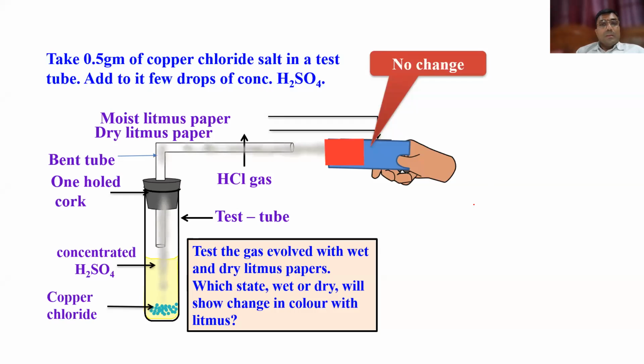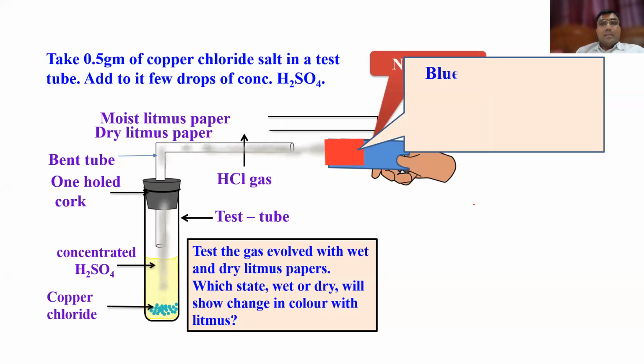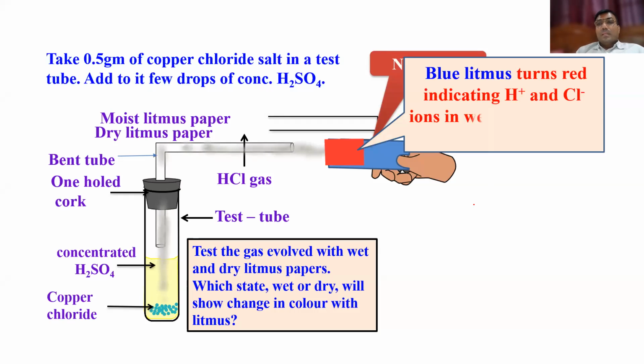Now, hope you understood this. Okay, so these are wonderful experiments to understand the ionization of HCl. Dry HCl will not show acidity. When the dry HCl is subjected to moist conditions, it is going to turn the blue litmus to red.